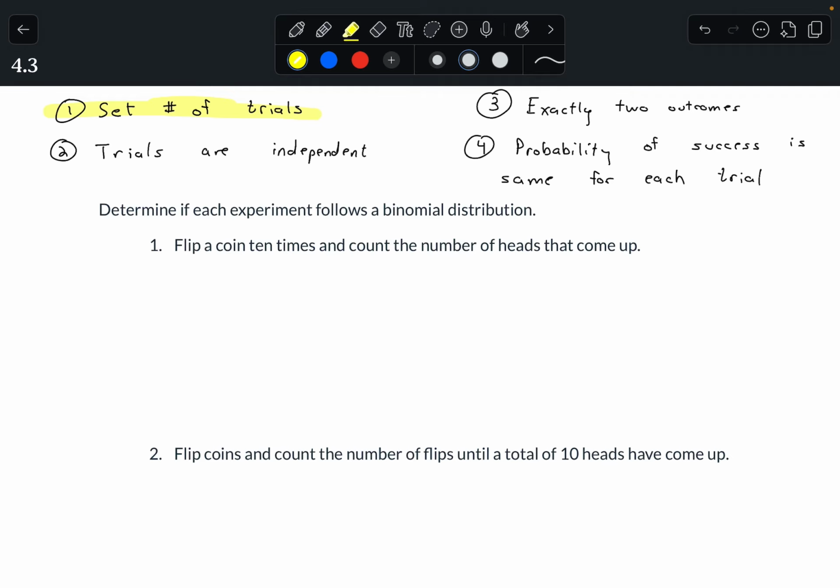So if you decide I'm going to flip this coin 20 times, then you're only allowed to go 20 times. You can't go 19, you can't go 21. It has to be 20 times. That number is not allowed to change. Next, what do we have?